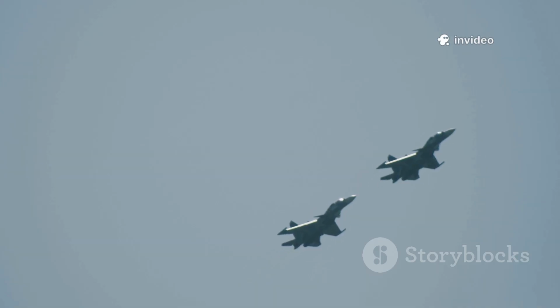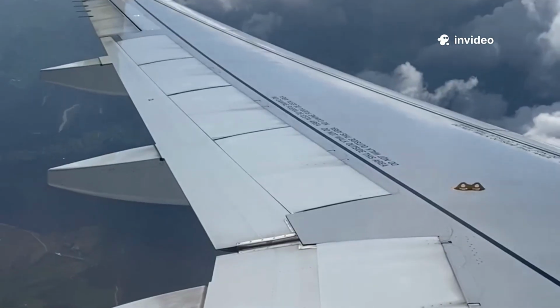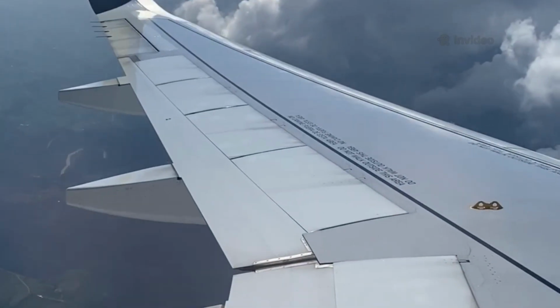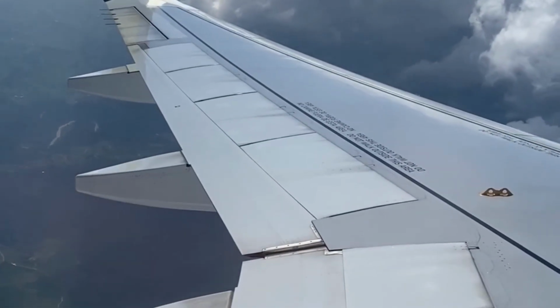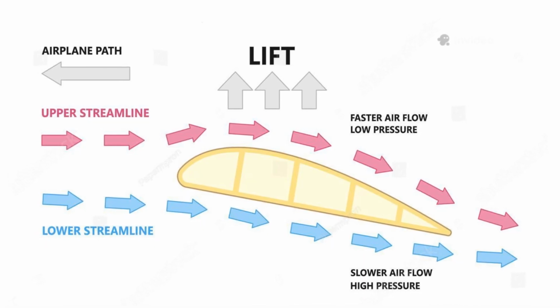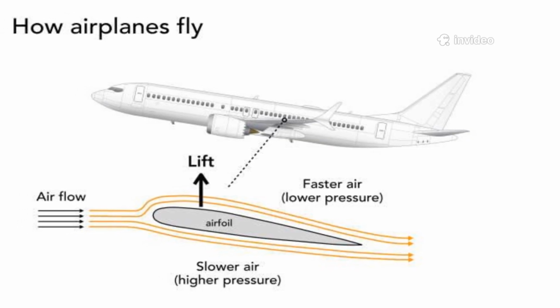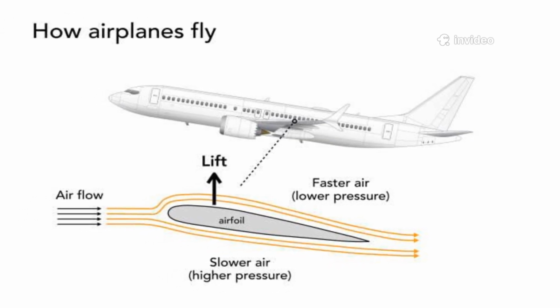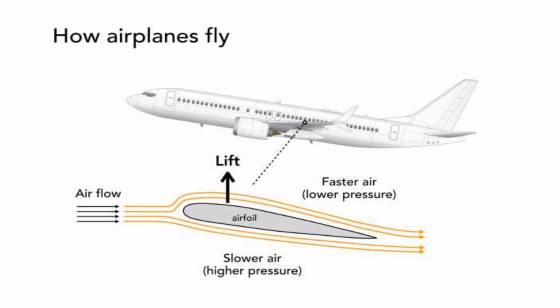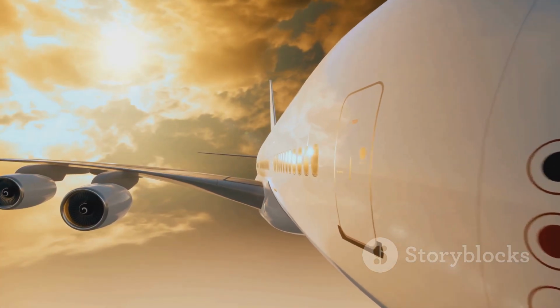Now let's talk about lift, the most critical force that makes flight possible. Lift is generated by the airplane's wings, which are carefully designed with a shape called an airfoil. The airfoil shape is curved on top and flatter on the bottom. When the plane moves forward, air flows faster over the curved top surface and slower under the flat bottom surface. This creates a pressure difference.